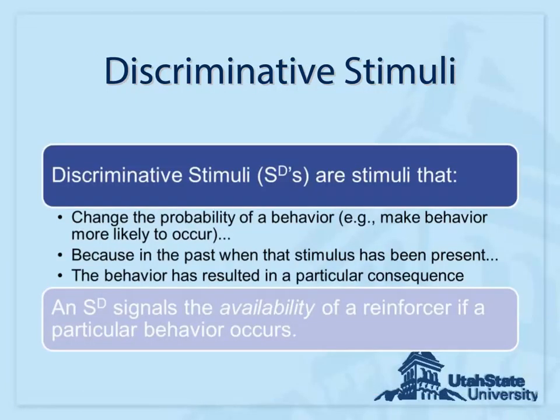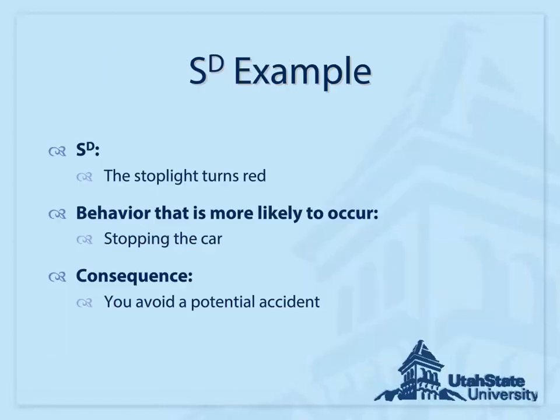Let's take a look at discriminative stimuli. SDs are stimuli that change the probability of behavior because in the past, when that stimulus has been present, the behavior has resulted in a particular consequence. Essentially, the SD signals the availability of a reinforcer for a particular behavior. Now we will look at a few examples.